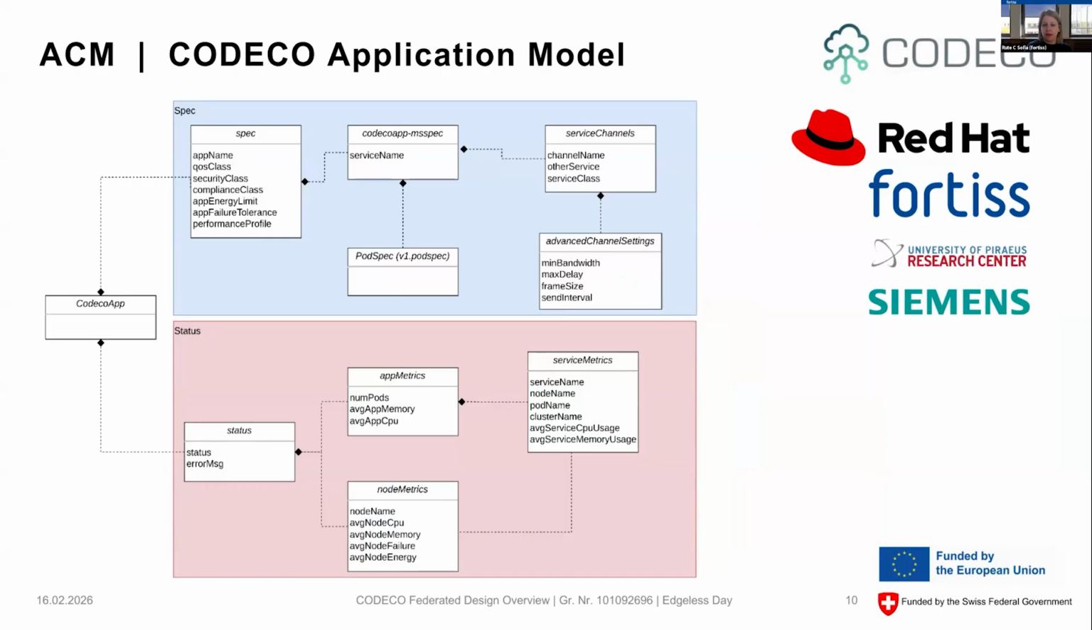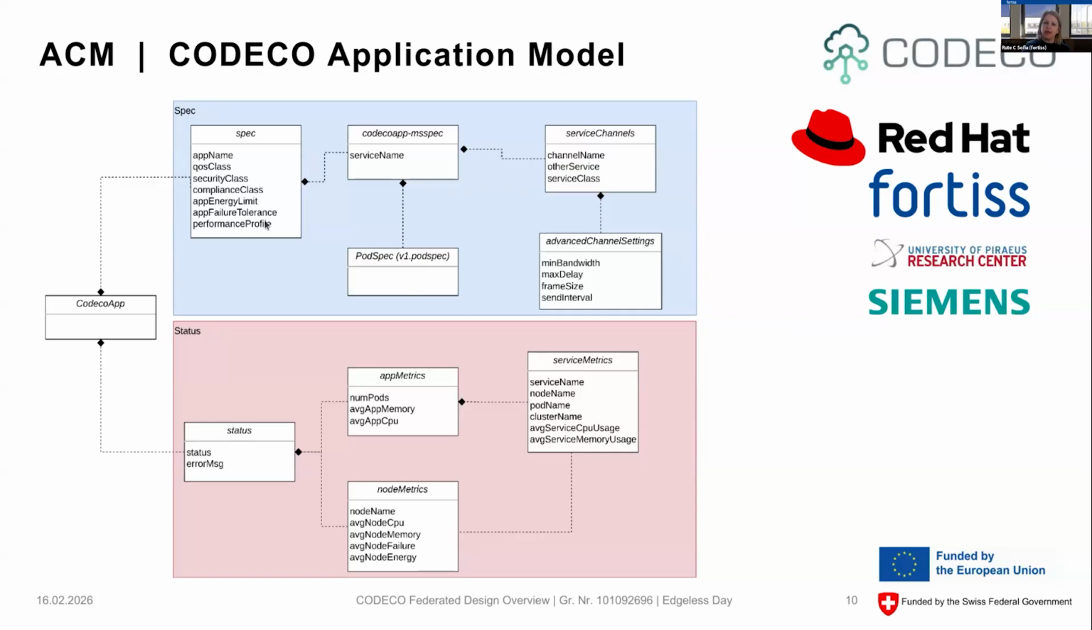Here you have an example of the semantic model for the application, this CODECO application model. What you see in purple is the spec, what we specify, and we have more. There is a deliverable that has all this. And in our code in Eclipse, you also have a list of metrics that you can use, and they can be extended. What you see here, for instance, is QoS class, security class, energy limit, failure, etc. Some of them are ready to be used.